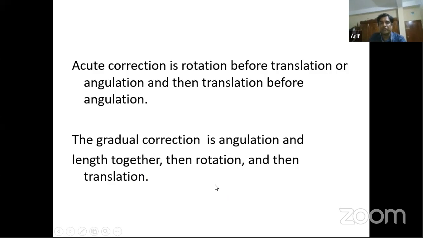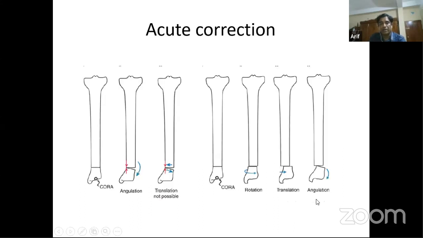And what is the sequence? First, correct the angulation, then length together, then rotation, and at last translation. And I'm just showing the picture of how the correction sequence would be in acute correction. If you correct the angulation first, follow my cursor, the bone end will get stuck on the other, so the translation is not possible. And if you correct the rotation first, then the translation, and if you need some degree of angulation, you can do it very easily. This should be the ideal sequence of acute correction.